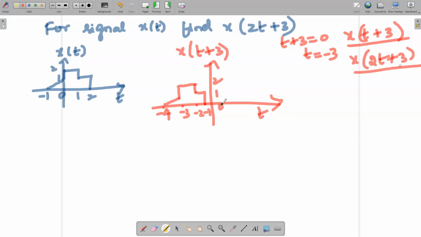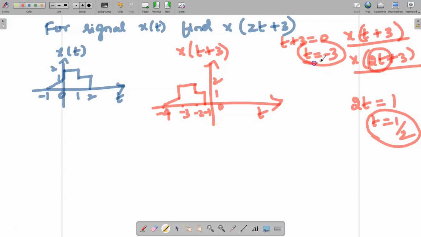Okay. And then x of 2t plus 3. So, it is time scaling operation, if some constant is multiplied with the t, it is time scaling operation. Time scaling operation means we have to equate 2t is equal to 1. So, t is equal to 1 by 2. So, now this 1 by 2 we need to multiply with each and every instance of t. So, previously whatever we have determined, we have added with each and every instant of t, but here we have to multiply with each and every instant of t. Okay, for time scaling operation we have to multiply.